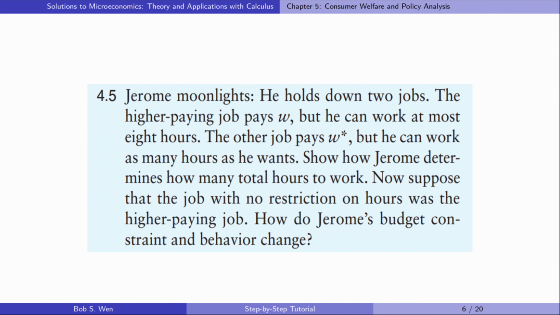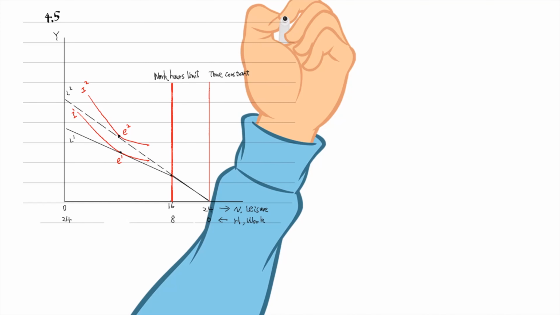Now, suppose that the job with no restriction on hours was the higher paying job. How do Jerome's budget constraint and behavior change? We use the leisure-labor choice diagram to find the answer. The two jobs have different wage rates.